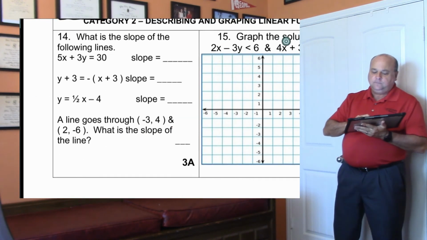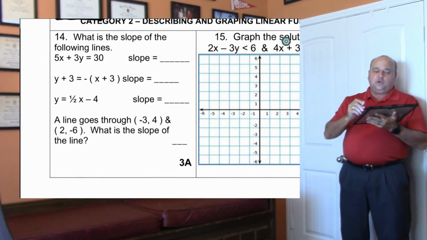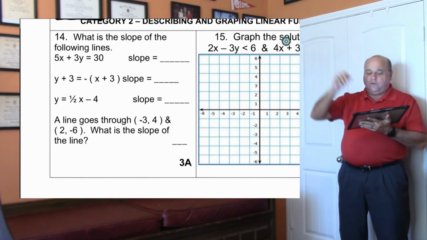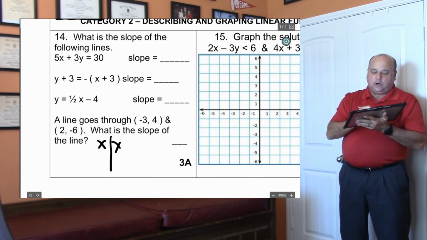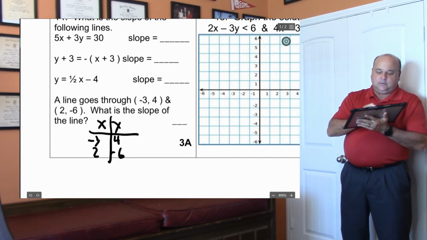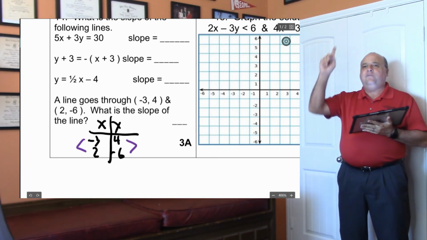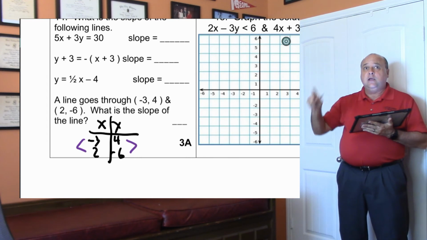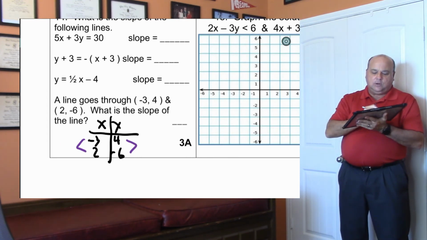Let's go to 14. 14, I'm going to show you a trick. Algebra teachers do it this way. It's a little bit simpler than doing y minus y over x minus x. Make a t-chart and then put negative 3, 4, and 2, negative 6. Now then, make your carets. How far is it from negative 3 to 2 on the number line? Most of y'all can visualize that. From negative 3 to 2 is 5 units.